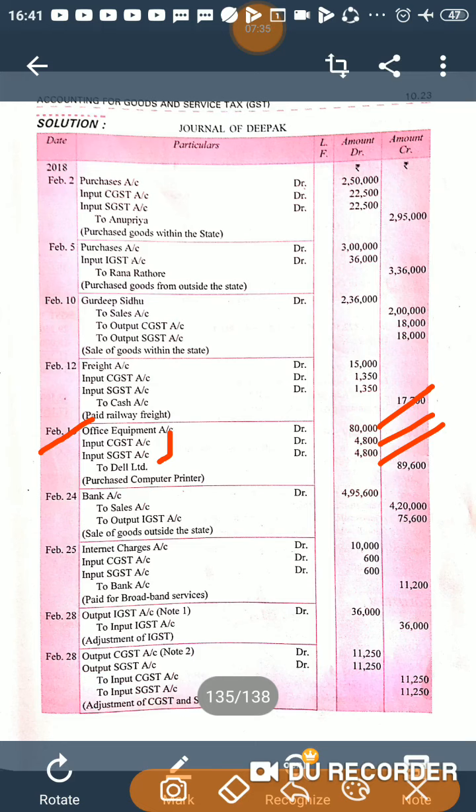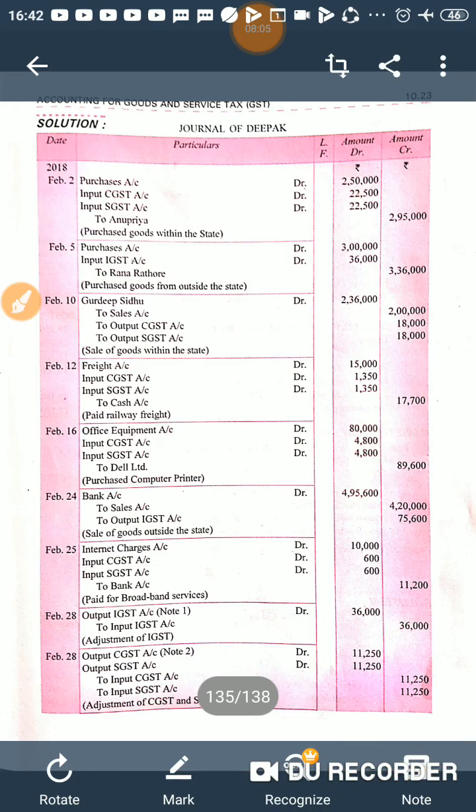And to Dell Limited, it's a liability for the business. Dell Limited is a creditor for the business because the amount is not yet paid to Dell Limited. So they are creditor for the business and they are liability for the business. Increase in liability should be credited with the amount of printer's price as well as input GST, 4,800 each, being computer printer purchased on credit.